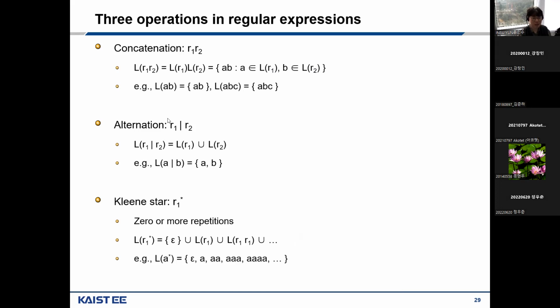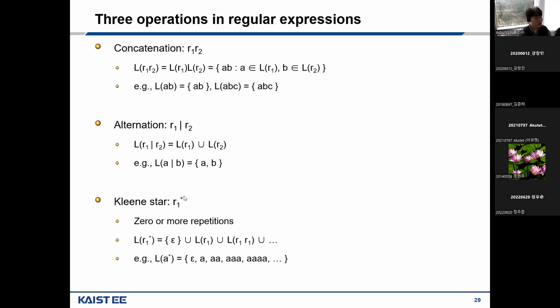And the alternation, you can think of it as OR. So L(R1 | R2) means L(R1) union L(R2). So it is okay to be matched with either one of them. So L(A|B) means that it could be matched with A or B.